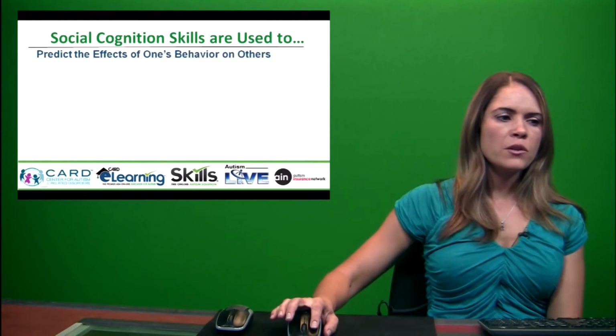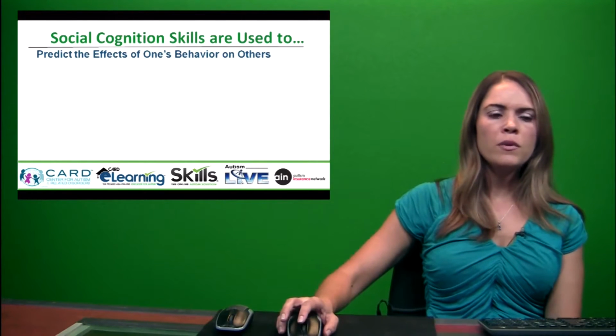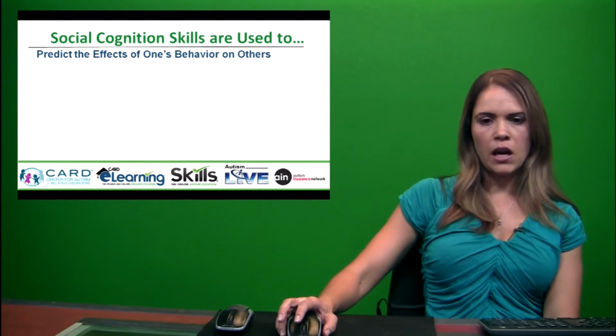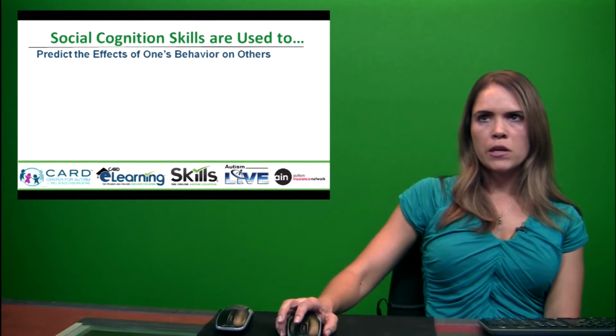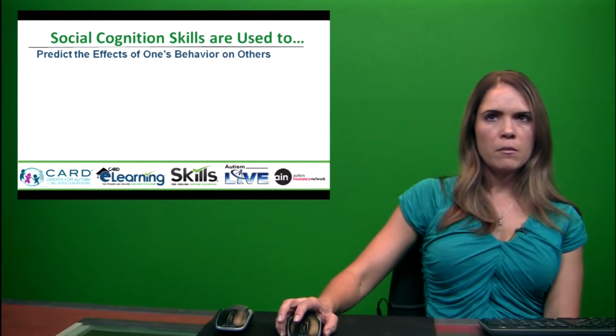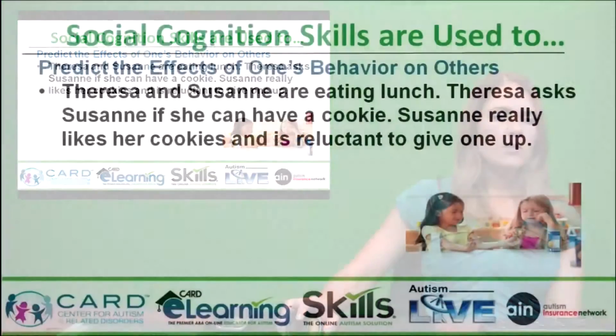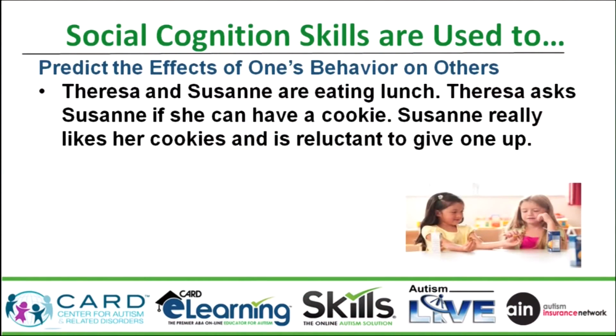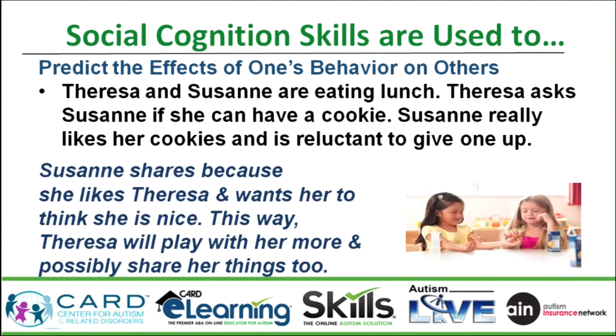Social cognition skills are also used to predict the effects of one's own behavior on others. So now I'm thinking, okay, if I do this, how is she going to take that? Or how is she going to feel about it? What is she going to think about it? So an example: Teresa and Suzanne are eating lunch. Teresa asks Suzanne if she can have a cookie. Suzanne really likes her cookies and she is kind of reluctant to give one up. But she's thinking, what would happen if I didn't give her a cookie? How's it going to make her feel? So Suzanne ends up sharing because she likes Teresa. She wants Teresa to think she is nice.